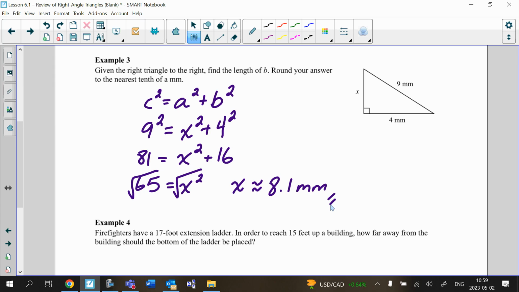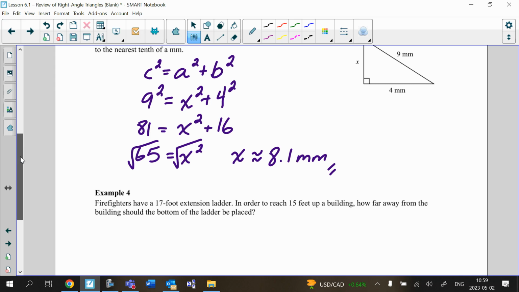And then, of course, one thing that we do more of in essentials is, instead of just doing these triangles that don't really represent anything, let's look at situations where you would actually use Pythagoras. So firefighters have a 17-foot extension ladder. In order to reach 15 feet up a building, how far away from the building should the bottom of the ladder be placed?